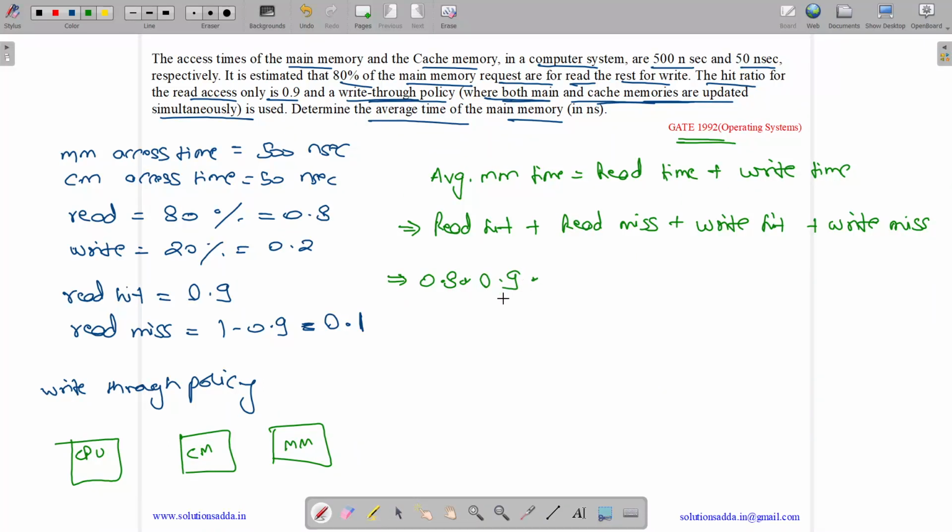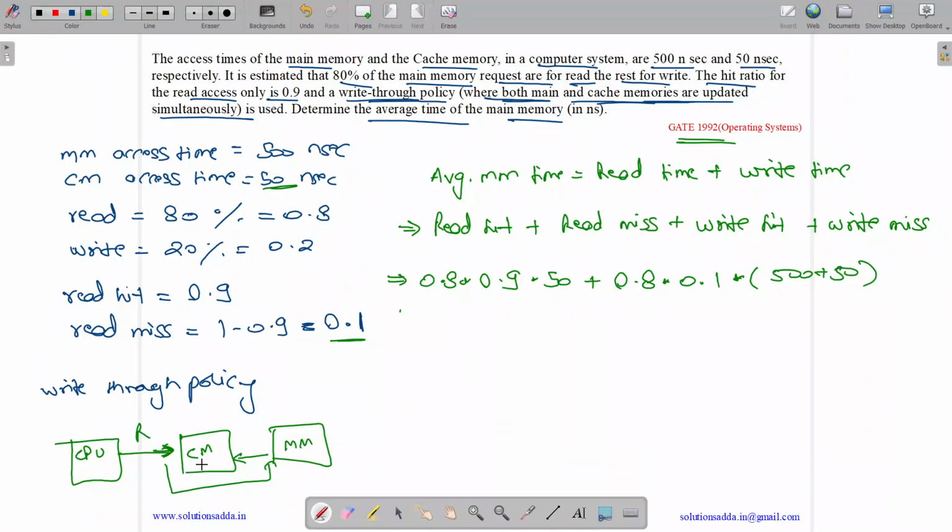Now, what is the time taken? So what happens? It was a read instruction and we found it in the cache. So what is the time taken? It is equal to the cache access time, which is 50 nanosecond. Okay. Now we have plus read miss. What is the probability of read? 0.8. What is the probability of it being a miss? 0.1. What is the time? If we get a miss in a cache, then we bring the block from the main memory to the cache. So time equals main memory access time plus cache access time.